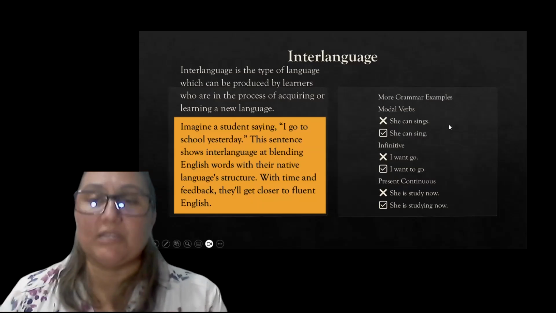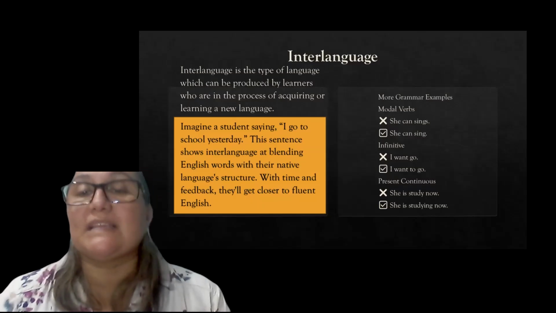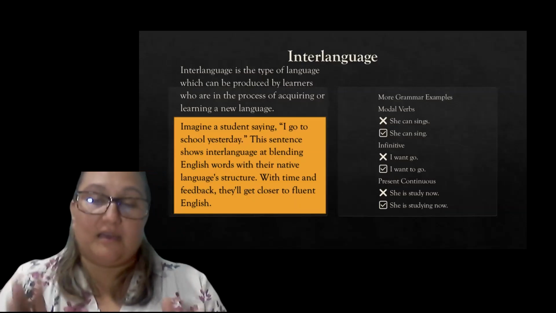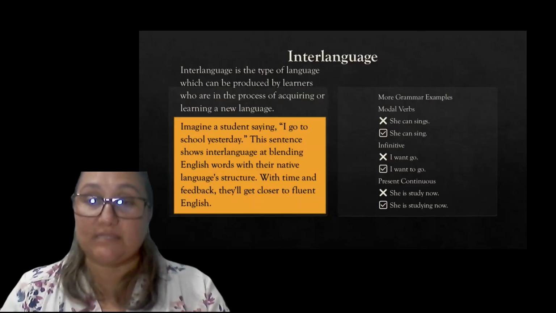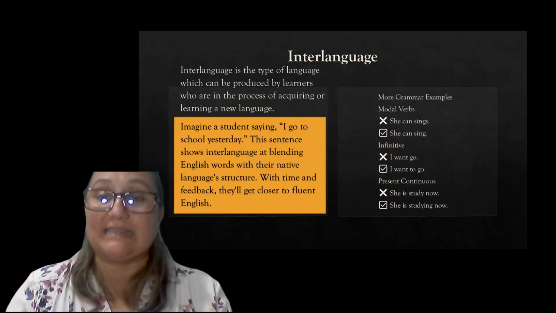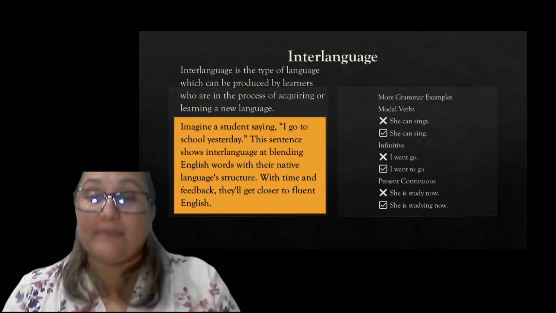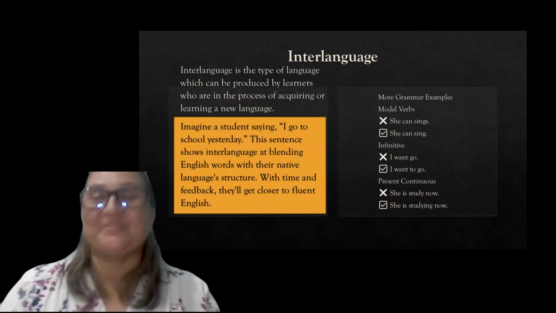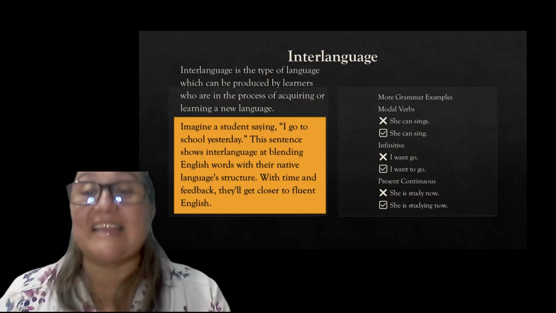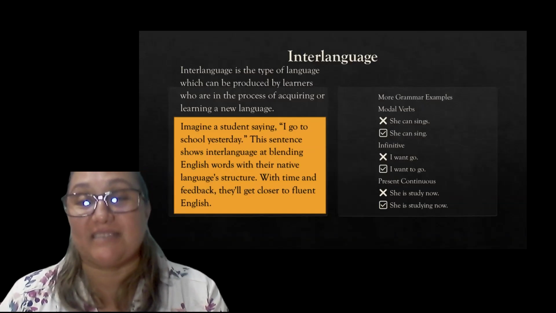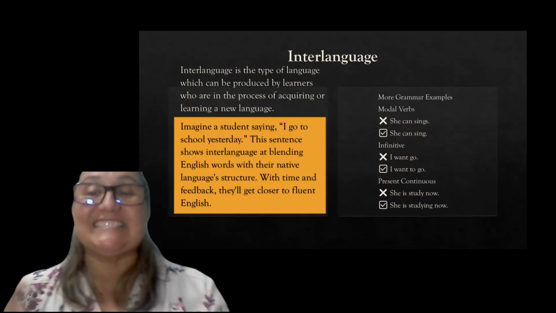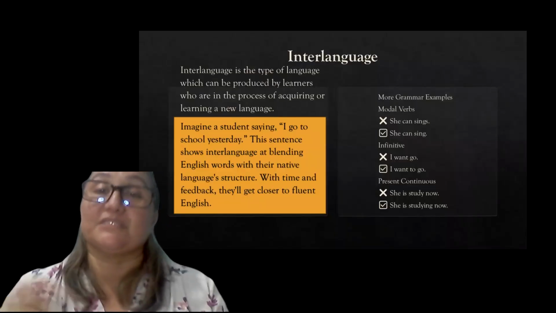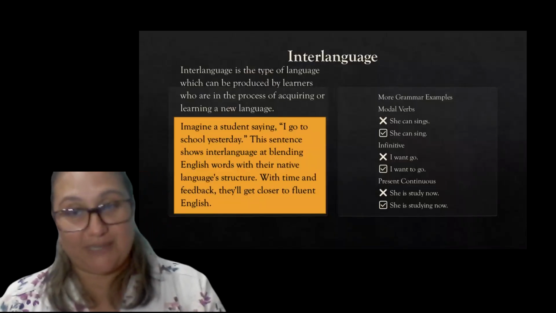For example, with modal verbs. The student can say "she can sings" because we know the verb in simple present in third person goes in the S form. But in this case, because we are using a modal, this rule doesn't apply. So that's why we can make that mistake. The right way to say it is "she can sing" because the verb in this sentence is can, and because it's a modal, it doesn't go with S.